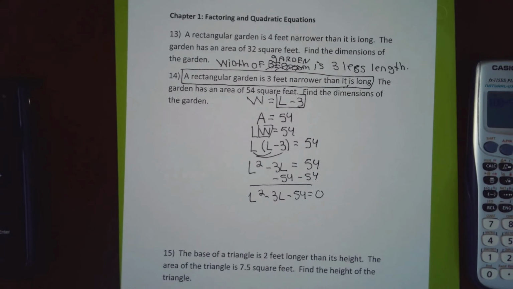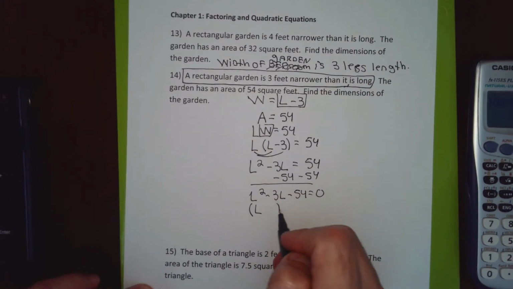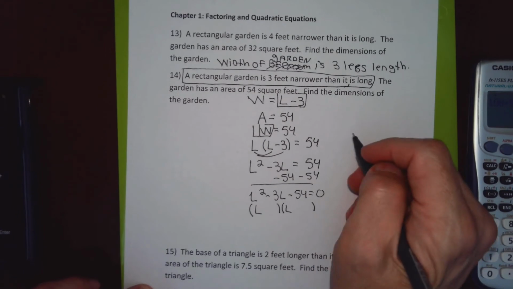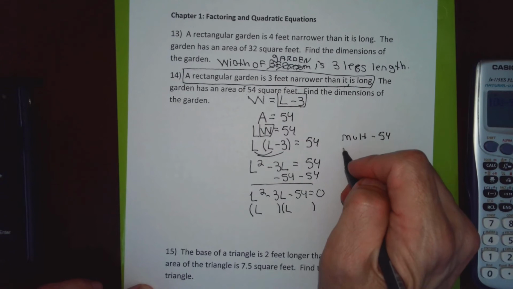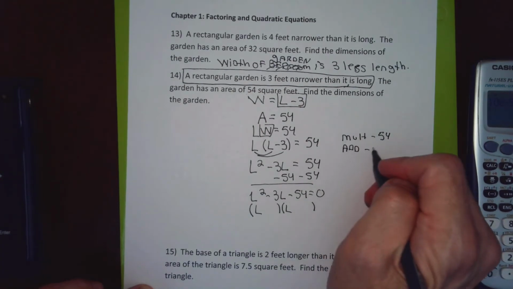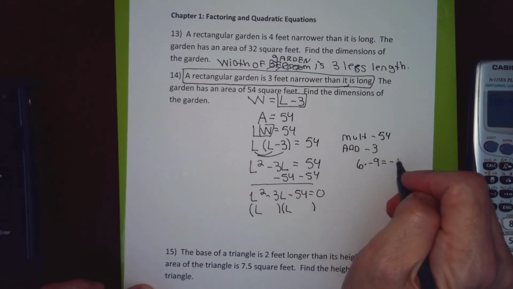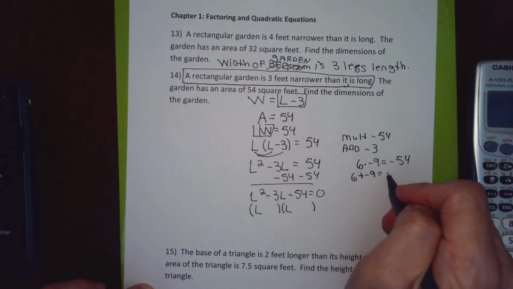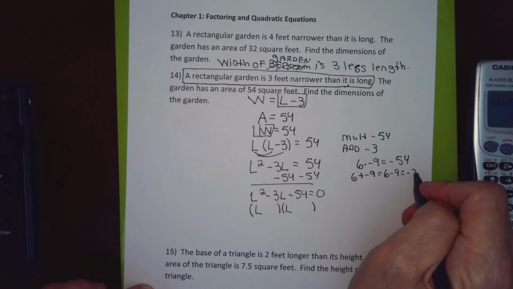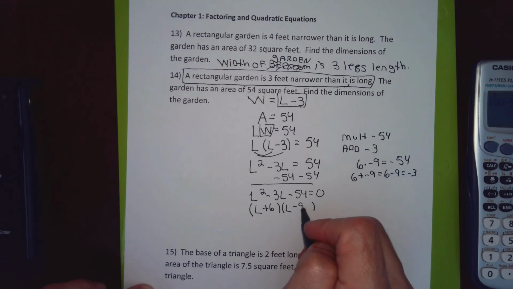I'm only allowed to have positive answers because I'm finding physical lengths, and lengths can't be negative in reality. I'm going to sight factor this, lead off my parentheses with a couple of L's. I'm going to find numbers that multiply to negative 54 and add, subtract to negative 3. And it's going to be 6 and negative 9, because 6 times negative 9 is negative 54. 6 plus negative 9 is the same as 6 minus 9, which is negative 3. So in my parentheses, I get a plus 6 and a minus 9.